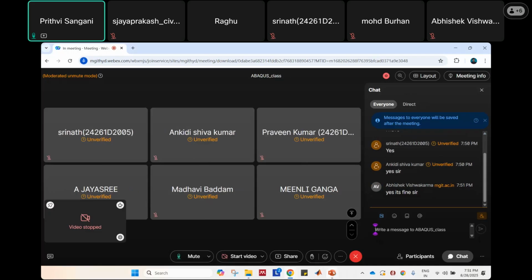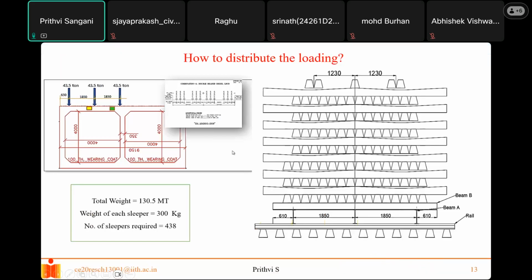Okay, I'll continue now. Let us say my train is going from left to right, and when my train is right at this point, I'm just taking a screenshot or a photograph of my train. When the wheels of that train are right at this position, I'm going to experience my maximum bending moment here. So for that, I need to place my loads at these points, and each point has to carry 43.5 tons.